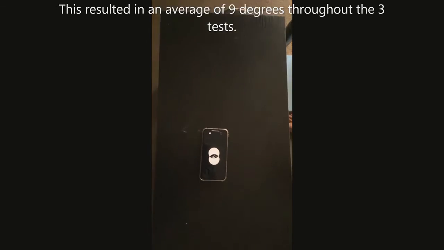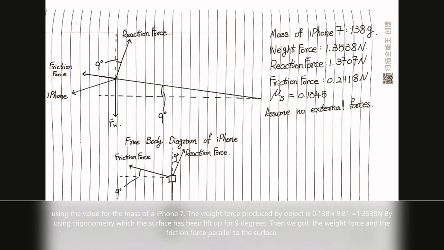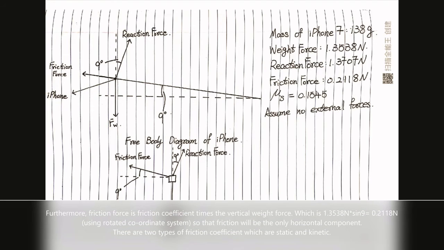Here are the free body diagrams which explain what is going on, and using the value of the mass of an iPhone 7, we calculated its weight force to be roughly 1.35 newtons, and then using trigonometry when the incline is 9 degrees, we calculated the perpendicular reaction force and the friction force parallel to the plane. And we know that the frictional force is the coefficient of friction multiplied by the perpendicular weight force, so finding the frictional force lets us solve for the coefficient of friction.